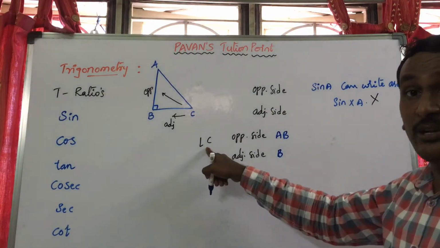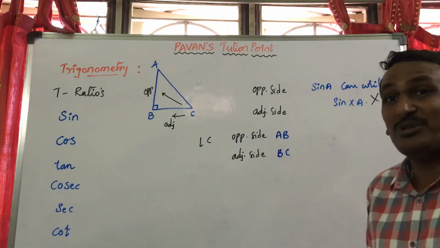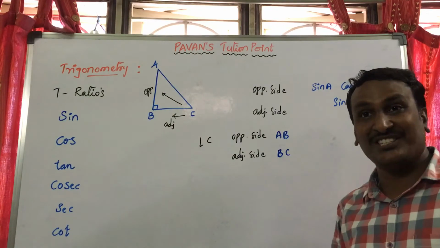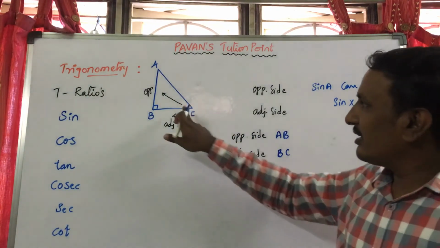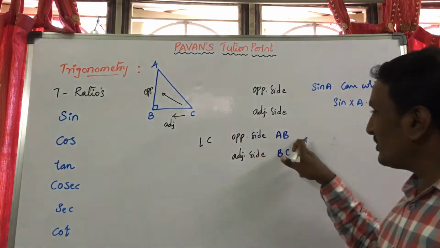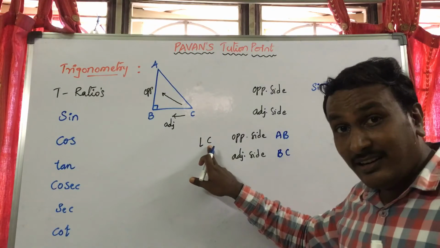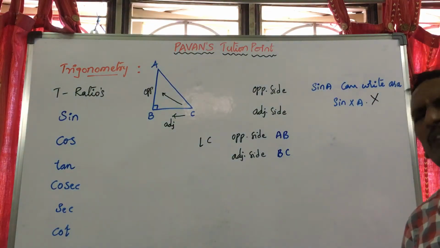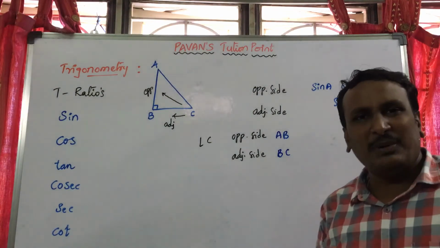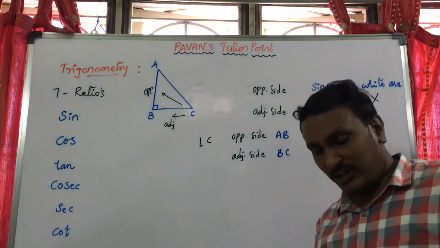For which angle are you writing? C. So that's why BC. That's it. See how simply we are writing the opposite sides and adjacent sides here. Opposite side means except C, so AB is the opposite side. And the adjacent side: what is the right angle in this triangle? B. So that's why BC is the adjacent side. Like this, very simply you can write for any triangle, in whichever way they are given to you.